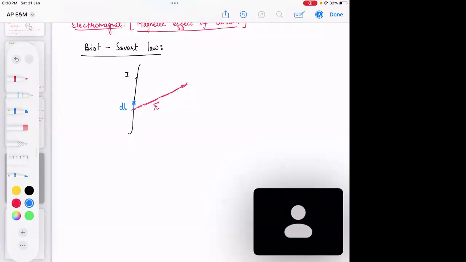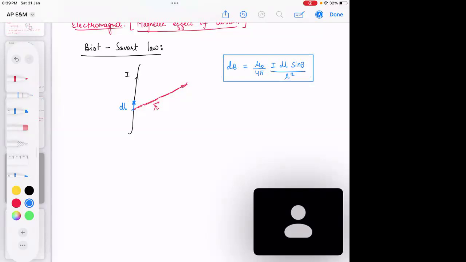dl is the small current carrying element. r is the position vector of the point where we want to calculate the magnetic field. So, a small amount of magnetic field, let's write its magnitude first. Now a small amount of magnetic field magnitude will come: mu naught by 4 pi, I dl sine theta by r square.